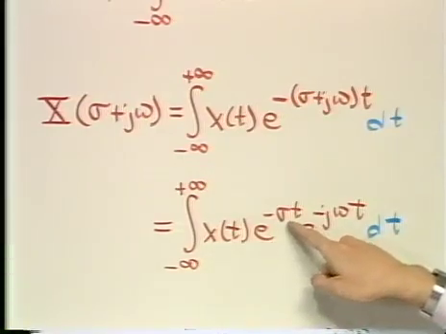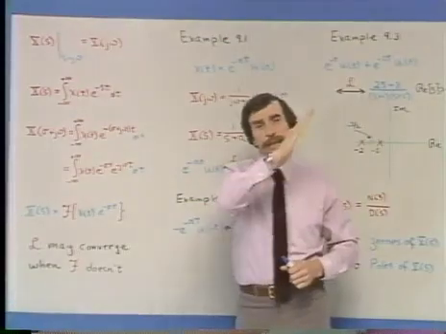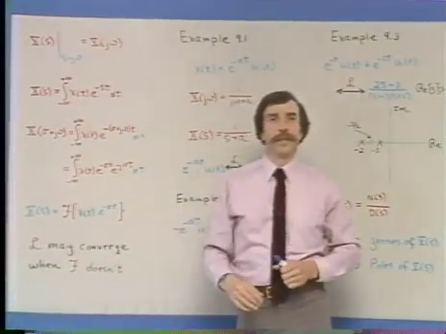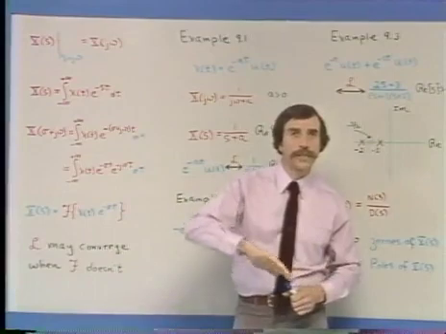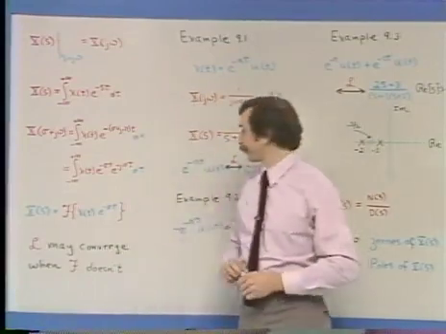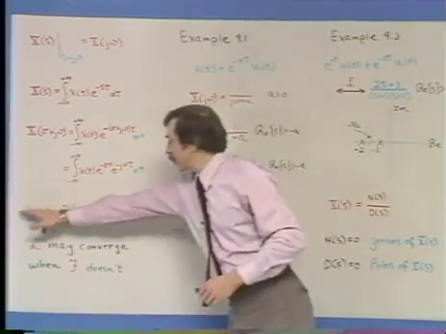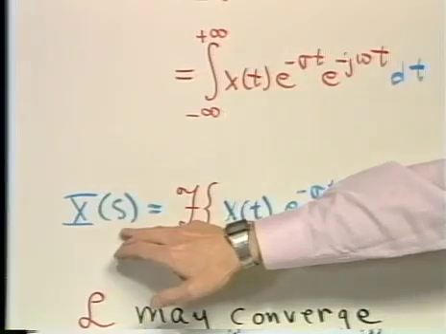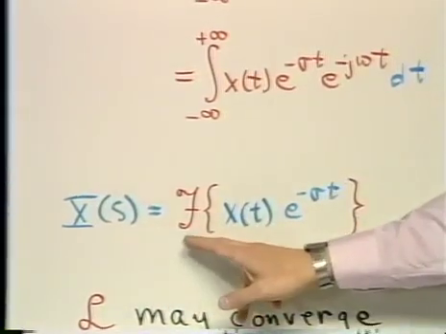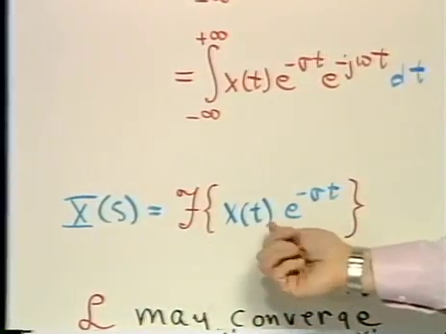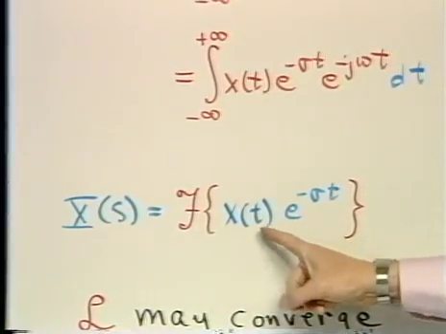If sigma is greater than 0, it's an exponential that decays with time. If sigma is less than 0, it's an exponential that grows with time. So we have then this additional relationship, which tells us that the Laplace transform is the Fourier transform of an exponentially weighted time function.